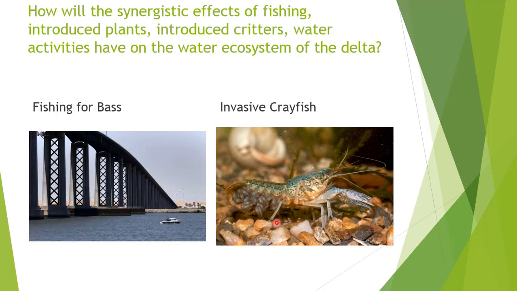Finally, we get to our last question. The water hyacinth is the phenomenon that we're looking at in these lessons, and we are looking to see how the water hyacinth will affect the delta. So what effects will the synergistic effects of fishing, introduced plants, introduced critters, and water activities have on water ecosystems in the delta? I'm going to give you a little background on some of these things so that you can answer this better.